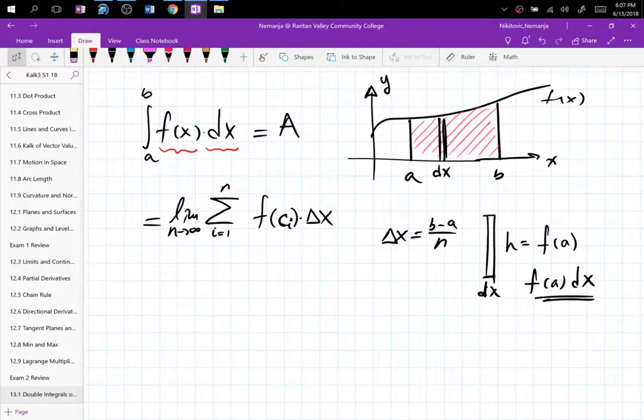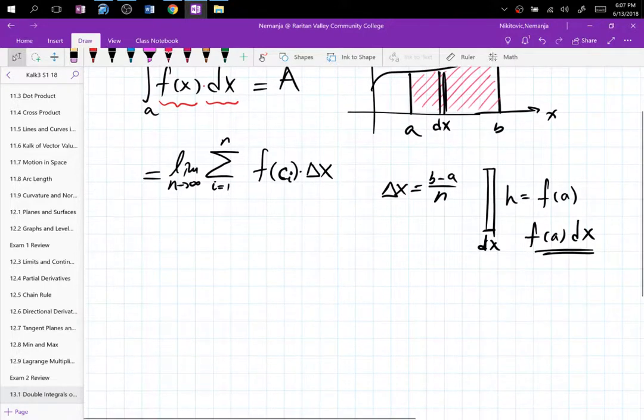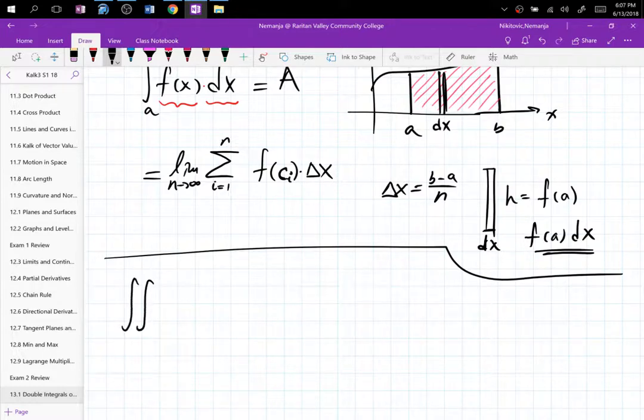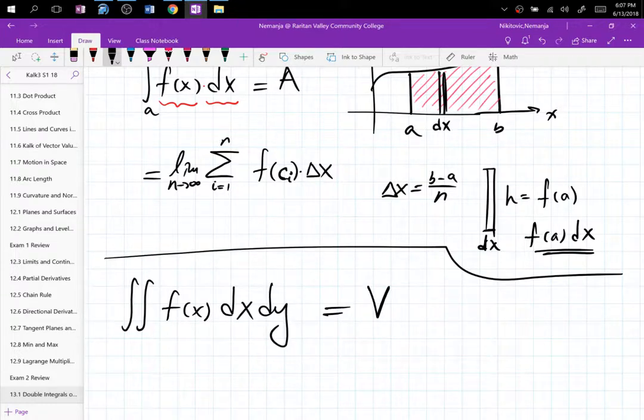So we have that. Now, if I want to go to, let's say, without doing any work yet, the double integral of some function f of x, and I put dx dy, well, this better provide us with a volume.